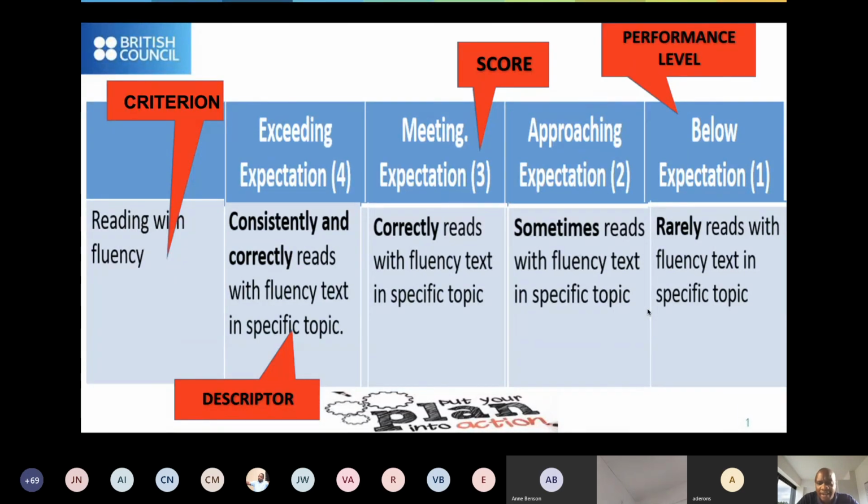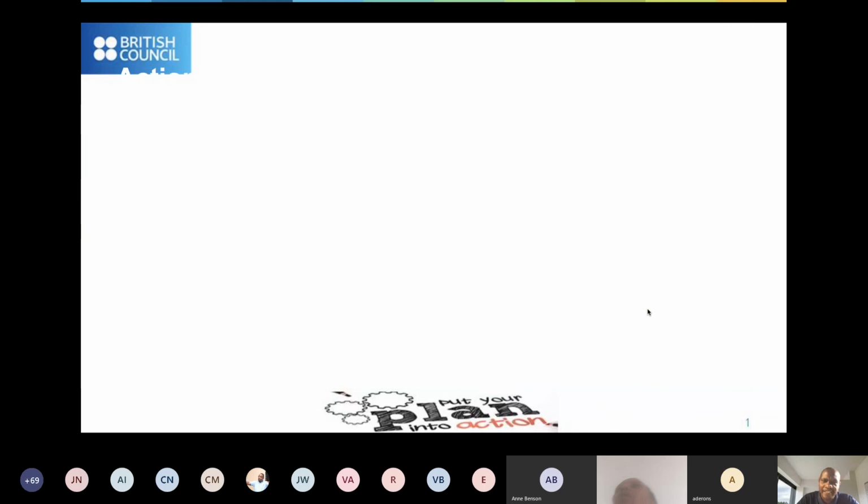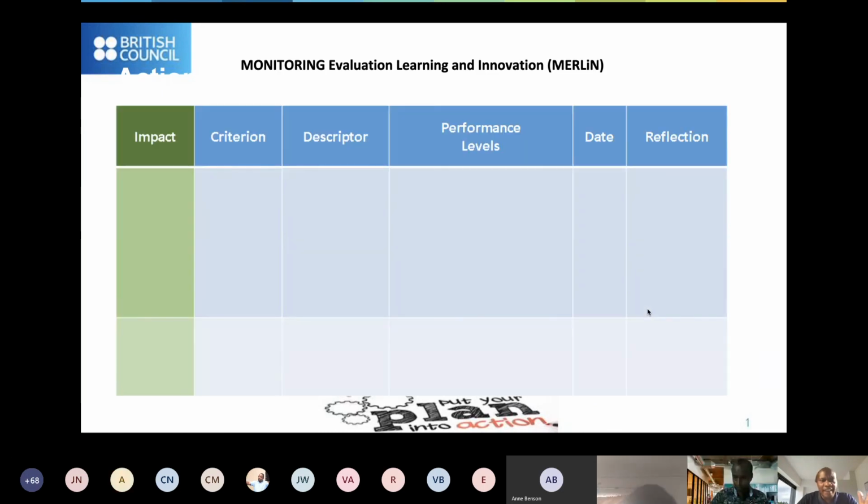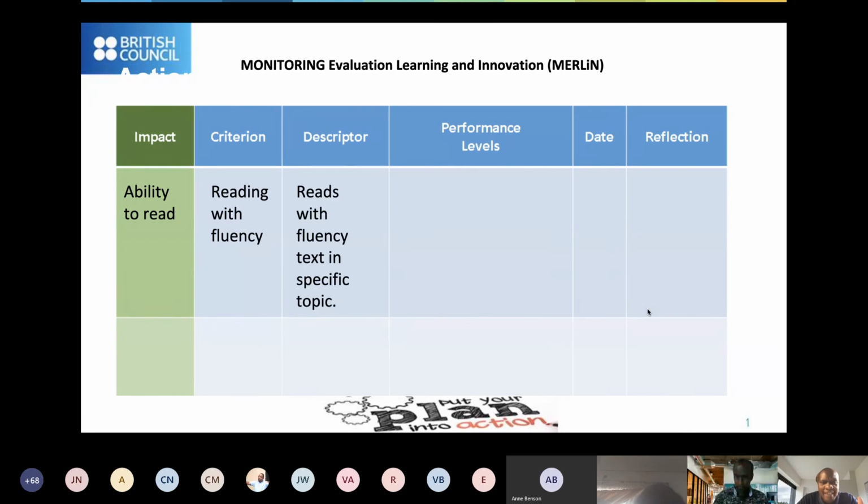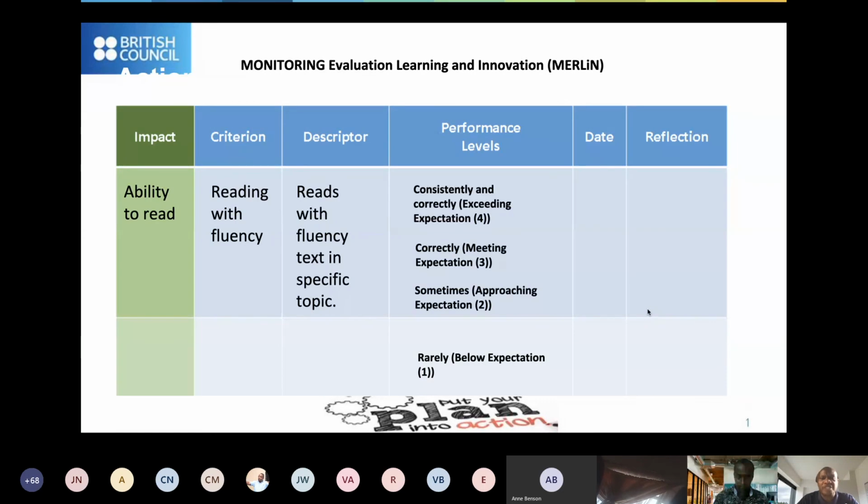So we would like you to try just one, to see how it looks. Pick one of the success criteria you have written. This is what I've done with mine. For mine, the ability to read, reading with fluency, my descriptor is reading with fluency a text on a specific topic. So rarely is below, sometimes is approaching, this is what I'll be using. When I go to mark my learners, I'll be checking where I am, and I know when to do it, and I'll be reflecting after that.